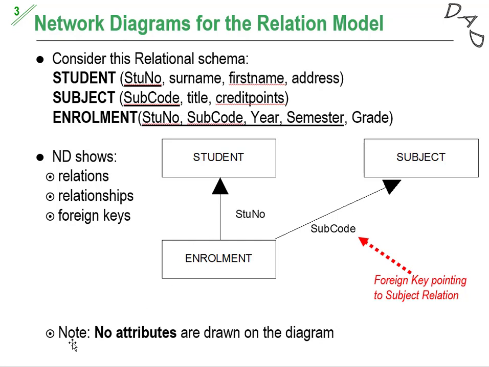Now remember, in a network diagram we are not going to show any attributes. We are showing only the foreign keys. So why do we use the network diagram? Because if we use the network diagram with the entity relationship diagram, software developers or database developers can identify the connections very clearly rather than going through each and every attribute.